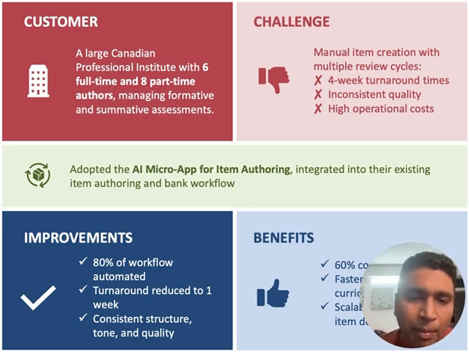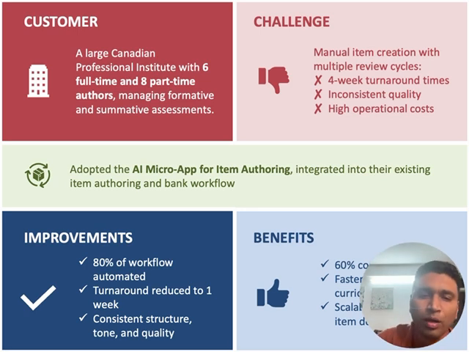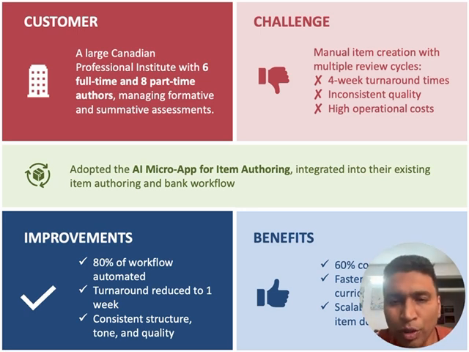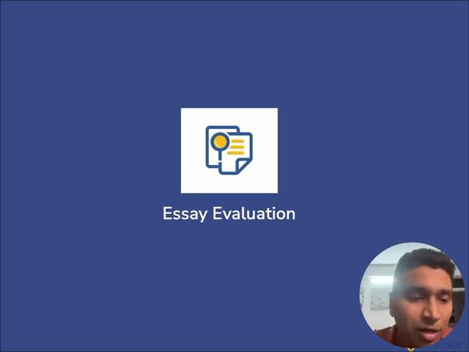They adopted the AI micro app for item authoring from Excelsoft, integrated it into their existing item authoring and banking workflow. So they were able to automate 80% of their entire workflow, right? Reduce the turnaround time from 4 weeks to 1 week, bring in consistent structure, tone, and quality across all their items. What happened was, they were able to save 60% of the cost across the systems and achieve tremendous consistency across all the items in their item bank.